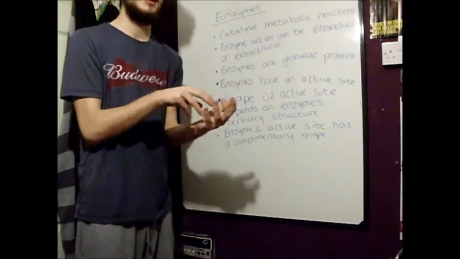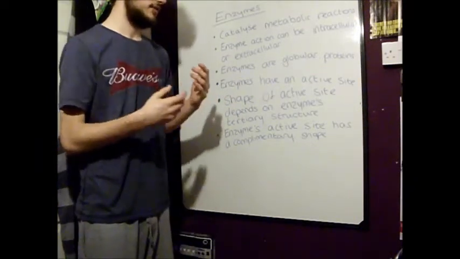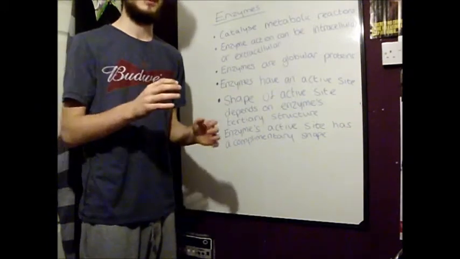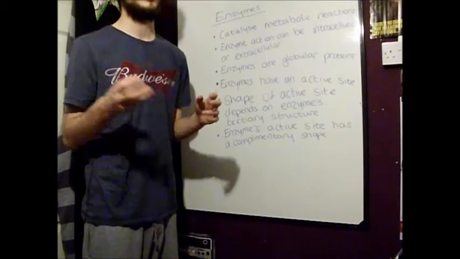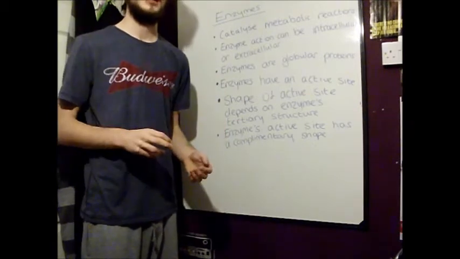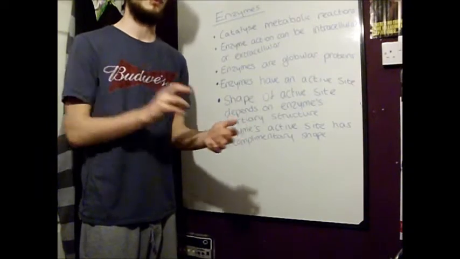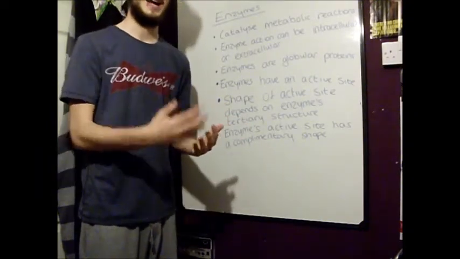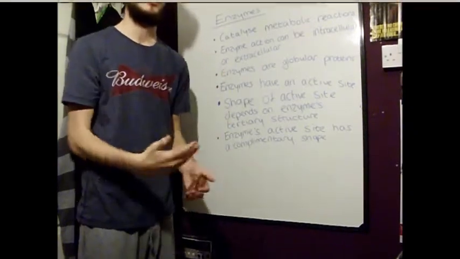together perfectly, otherwise the reaction won't be catalysed, and there's usually only a very small amount of substrates that will fit a certain enzyme. Usually only one substrate will fit a certain enzyme, and as I said, if the substrate doesn't fit into the complementary shape of the active site, then the reaction won't be catalysed, and what the catalyst does is speed up the reactions going on.